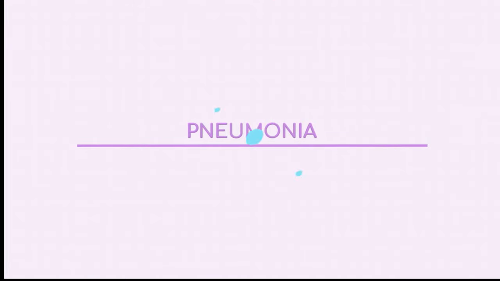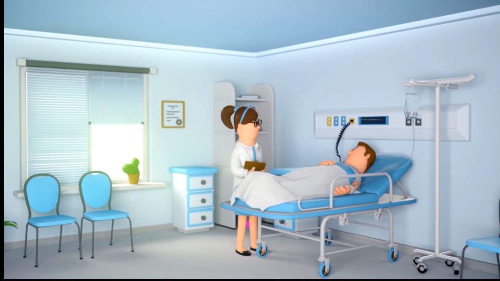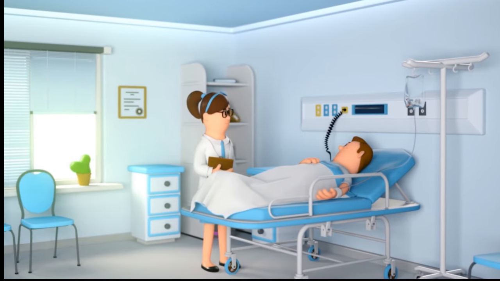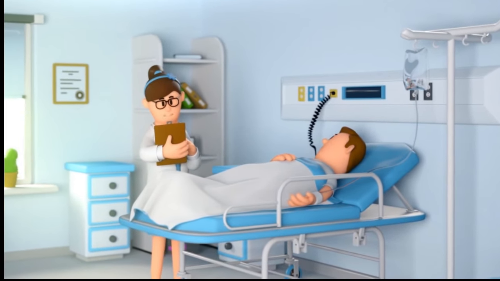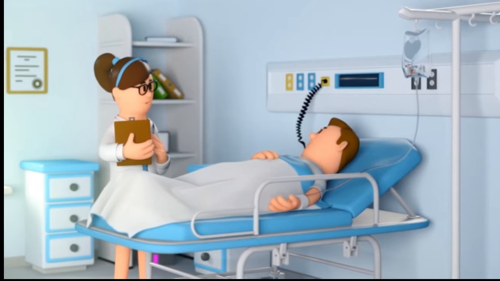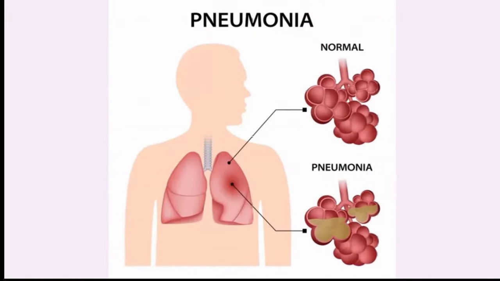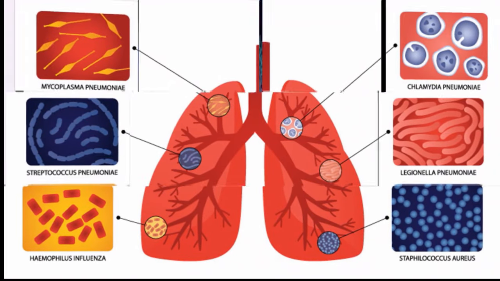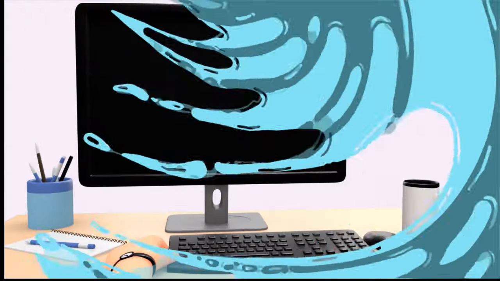Pneumonia is an infection that inflames the air sacs in one or both lungs. These air sacs may fill with fluid or pus, leading to symptoms such as cough, fever, chills, and difficulty breathing. There are several causes of pneumonia, including bacteria, viruses, and fungi. The most common type is bacterial pneumonia, often caused by Streptococcus pneumonia. Viral pneumonia, on the other hand, can result from infections like the flu or COVID-19.